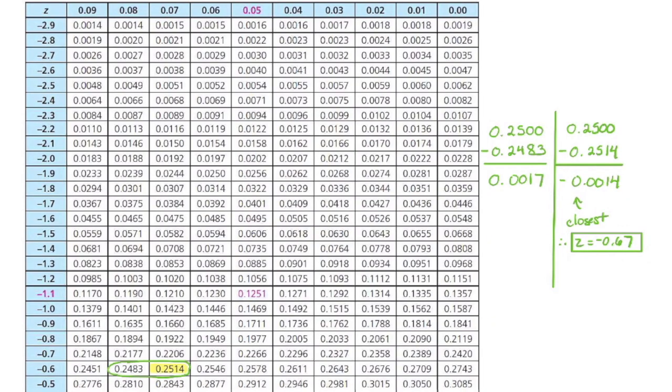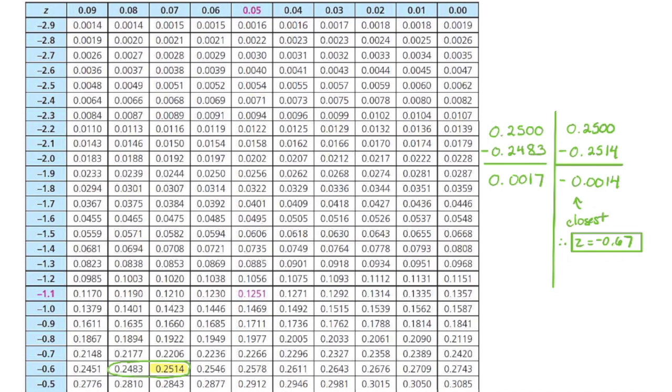Okay, so when we go through the z-score table, and again, we know it needs to be between 0 and -1, so I'm going to be looking somewhere down in this region. And we can see that these are the two values surrounding 0.2500. I need to get the closer one. So if you're not sure, we can clearly see that this is going to be 14 hundredths of a percentage over, and this is going to be under.